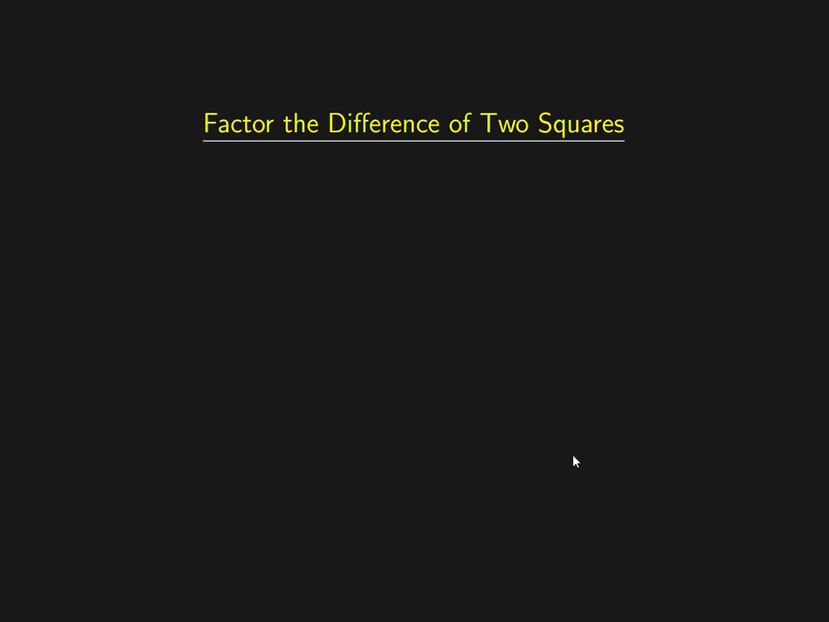And the third strategy is factoring the difference of two squares. Let's remind ourselves what x squared minus y squared is. The difference of two squares is the product of their sum with their difference. So x squared minus y squared is x plus y times x minus y. Let's see how we can use this to factor polynomials.